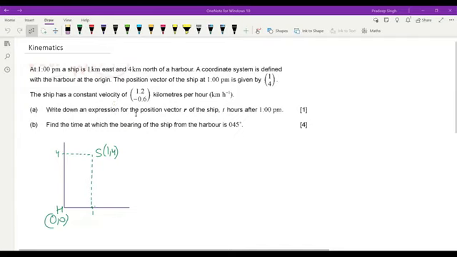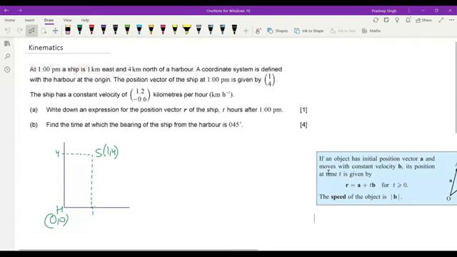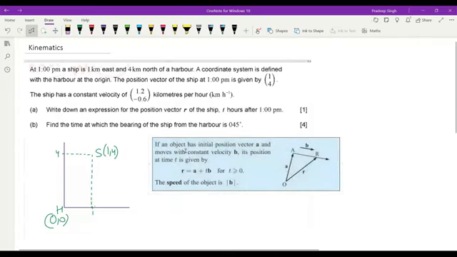Question, we have to find the expression for the position vector of the ship. So let us recall the basic expression. If an object has an initial position vector of A and moves with a constant velocity B, the position vector is given by this expression, A plus tB, where A stands for the initial position vector and B stands for the velocity vector. So in this question, the A vector, which is the initial position vector, is (1, 4).